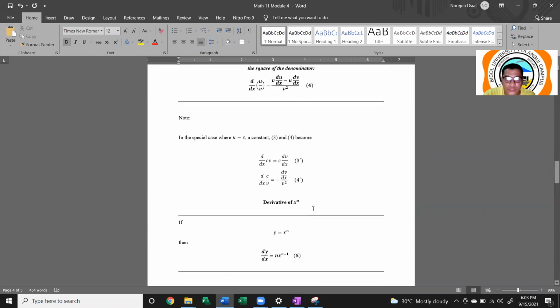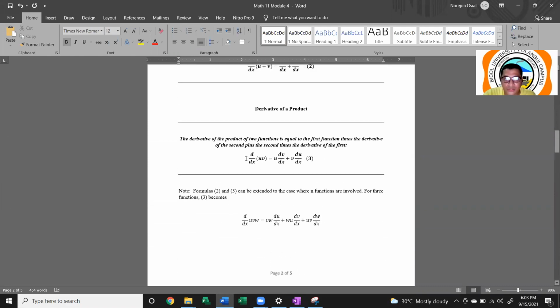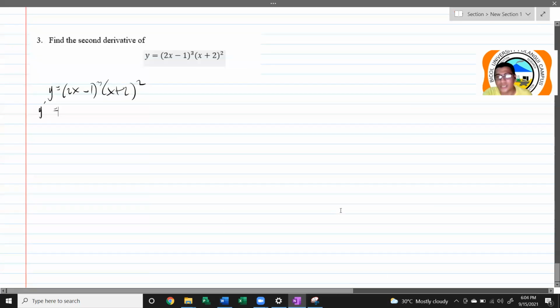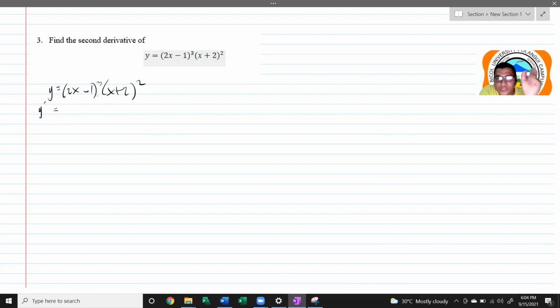And also we will use the derivative of a product. So we will use this one, and maybe we can use also this one. Later, I will just show you. So, okay, let's solve. Let's use first the derivative of a product. The derivative of a product states that the derivative of the product uv is equal to the first term times the derivative of the second term plus the second times the derivative of the first.